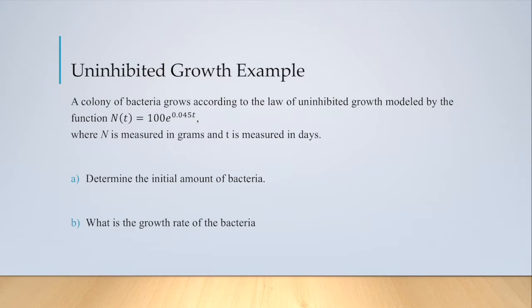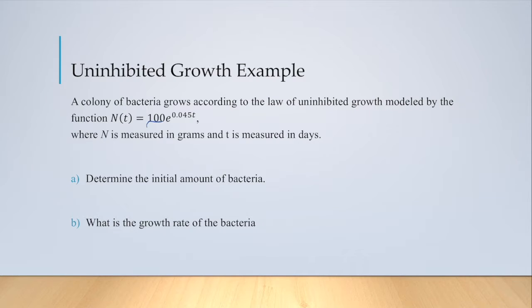So let's go through an example. A colony of bacteria grows according to the law of uninhibited growth modeled by the function N(t) = 100e^(0.045t), where N is in grams and t is measured in days. So what is the initial amount of bacteria?